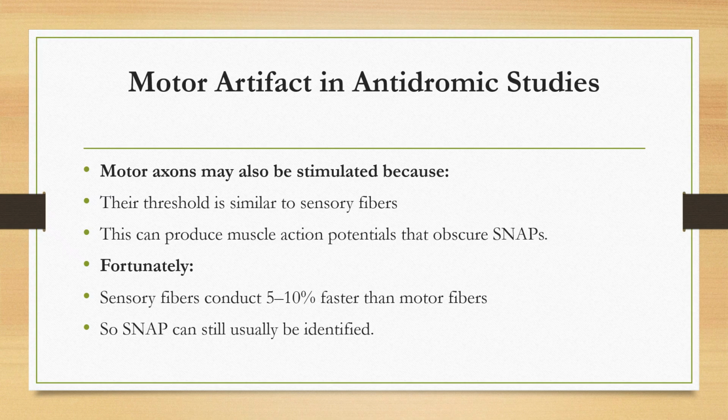Motor artifact in antidromic studies. Motor axons may also be stimulated because their threshold is similar to sensory fibers and this can produce muscle action potentials that obscure the SNAPs. Fortunately, sensory fibers conduct 5 to 10% faster than the motor fibers, so SNAP can still be identified.